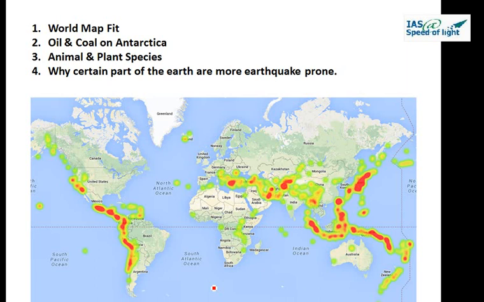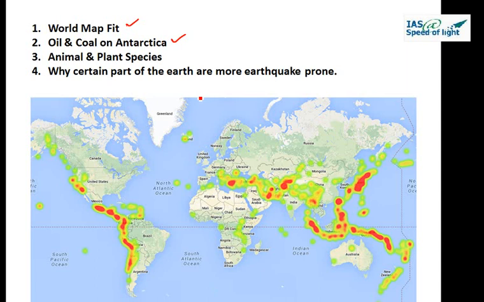So definitely, we can say that in geological history there was a time when the temperature of the whole of Antarctica was quite elevated, and vegetation and different organic material were there in enough numbers, which would have led to the deposition of coal and petroleum. So the world map fits in a zigzag way, and then coal and oil on Antarctica.